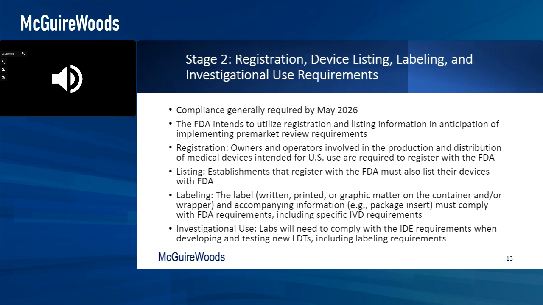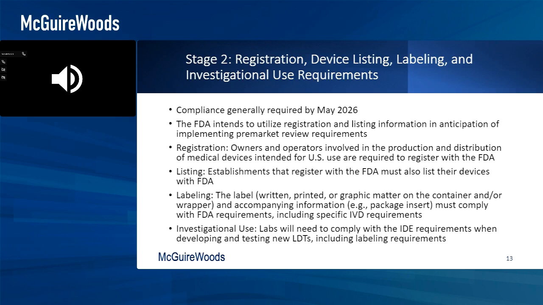Stage 2 are registration, listing, and investigational use requirements. So labs that are offering LDTs will need to register as establishments with the FDA, and will need to list all of their tests. Owners and operators of establishments are required to register with FDA, and you'll have to list all your tests. And then also in stage 2 are the labeling requirements. So this includes what's printed on the package, as well as package inserts. Anything that accompanies the test or the package information has to comply with FDA labeling requirements. And there are very specific labeling requirements applicable to IVDs that will apply to LDTs.